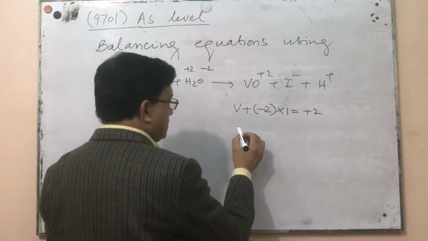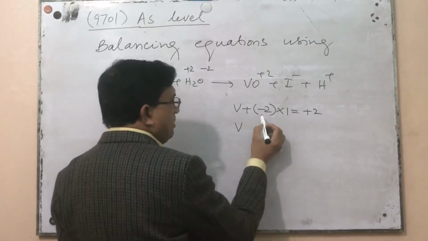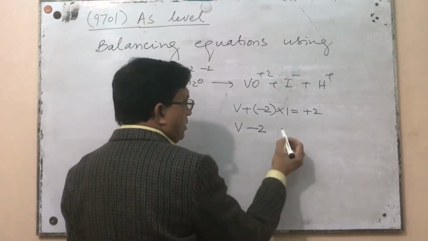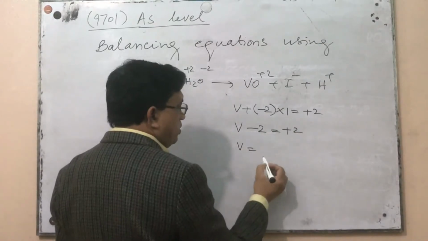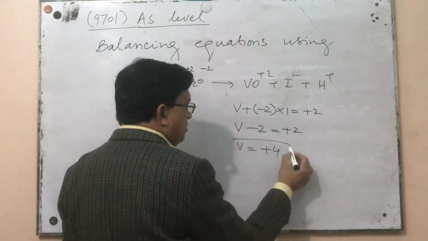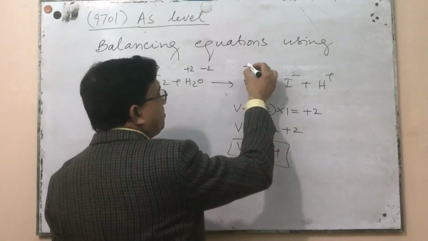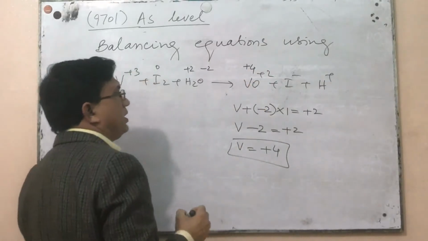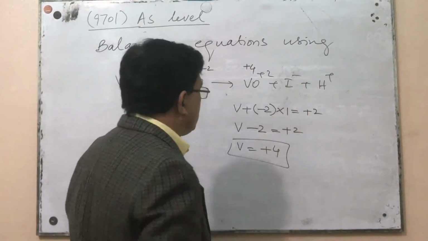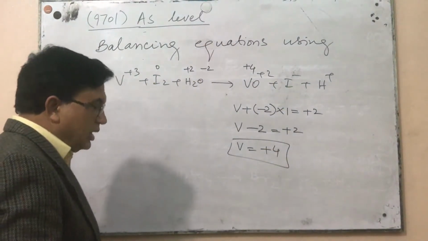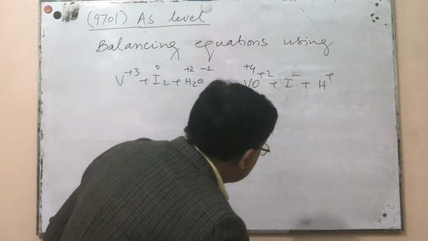Now, what will be the answer? V plus 1 multiplied by minus 2 is equal to positive 2. Now, V is equal to positive 4. It means that the oxidation state of vanadium here is positive 4, and the oxidation state of iodine is minus 1. Now, we can clearly indicate using arrows which element is oxidized and which is reduced.